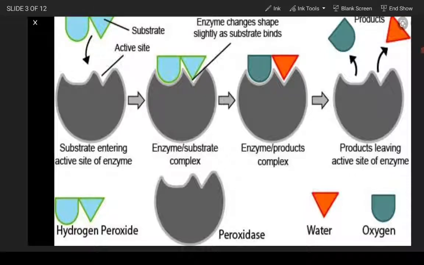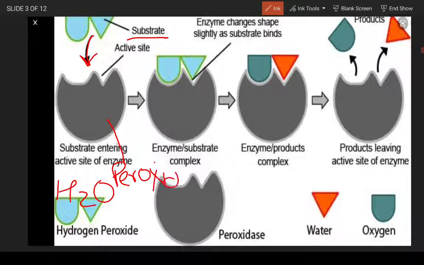This is a cartoon showing how enzymes actually function. For example, hydrogen peroxide, H2O2, is the substrate that is entering the active site of the enzyme known as peroxidase. The peroxide substrate enters the active site of the peroxidase enzyme, and an enzyme-substrate complex is formed. The enzyme is now bound to the substrate and has formed a complex.